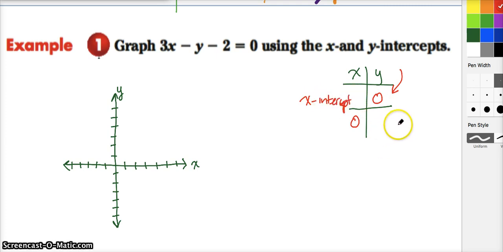And the y-intercept is the value of y when x is equal to 0. So you notice I put a 0 there. So this would be the y-intercept.